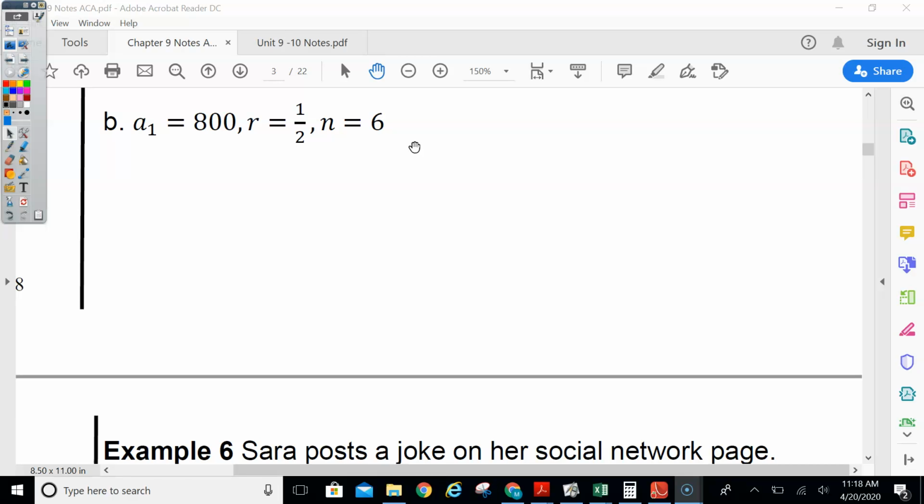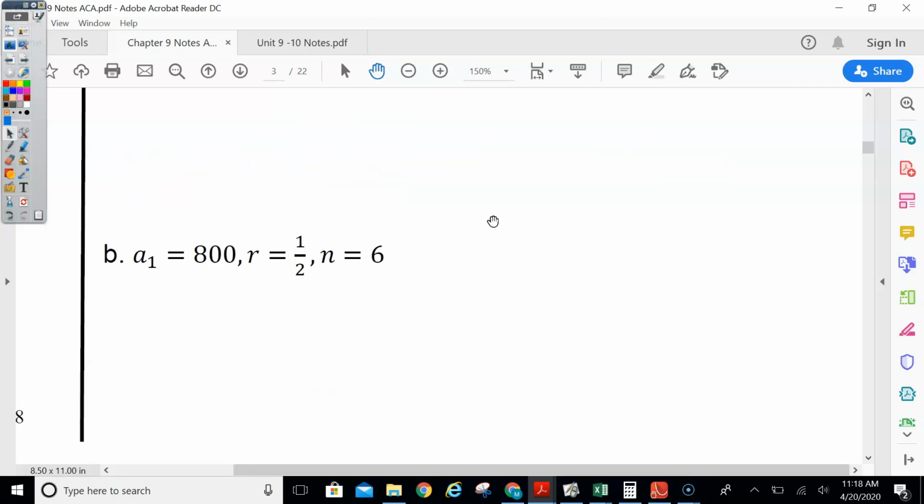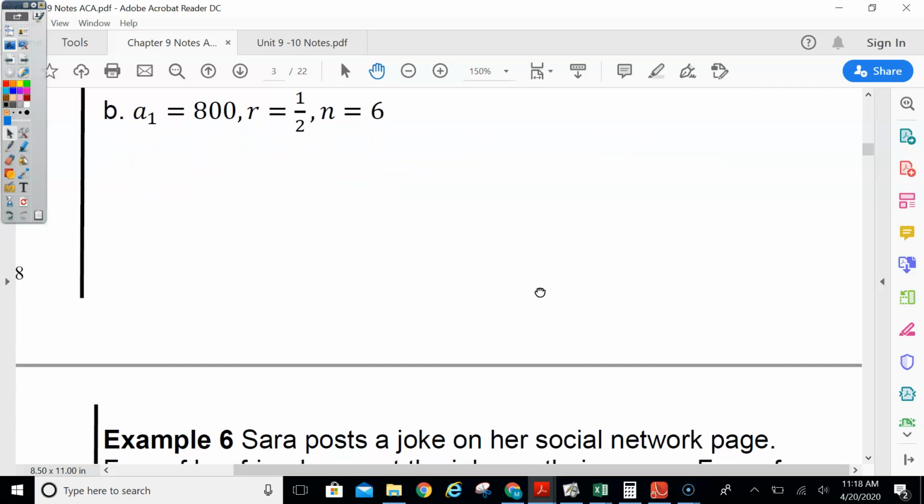Alright, so for this example B here, we're doing the same thing we did for A. We're trying to find the nth term of the sequence, which in this case it wants the sixth one in the sequence. I'm going to do it both ways here, with the formula and then with the recursive pattern. So the formula is A sub n equals A sub 1 times r to the n minus 1.